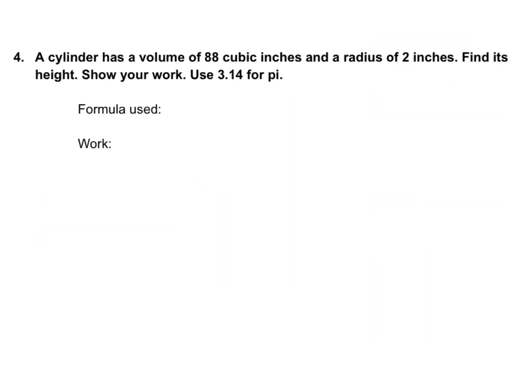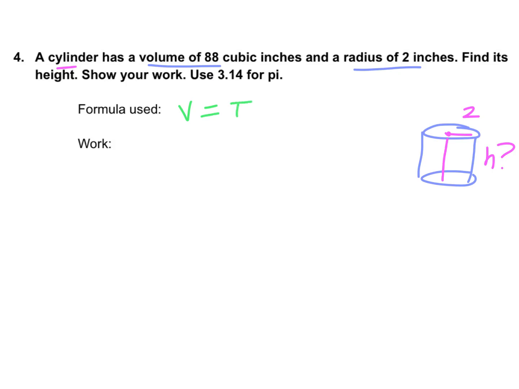Okay, for number 4, a cylinder has a volume of 88 cubic inches and we know the radius is 2 inches. Find its height. Okay, so I'm going to do a quick sketch here just so I can make sense of the problem. So this time I know the volume and I know that the radius is 2, but the height, we don't know the height. Okay, so what formula do we use? Well, it's a cylinder. So V equals pi r squared h.